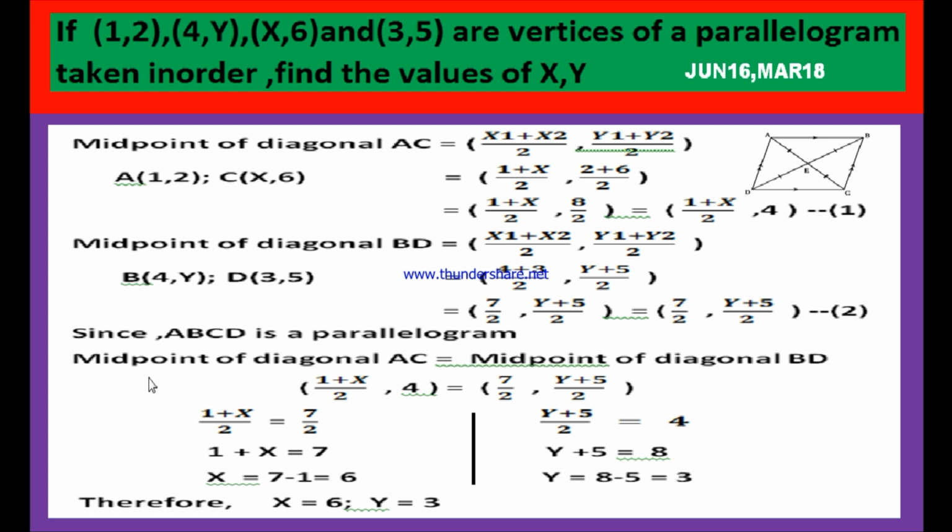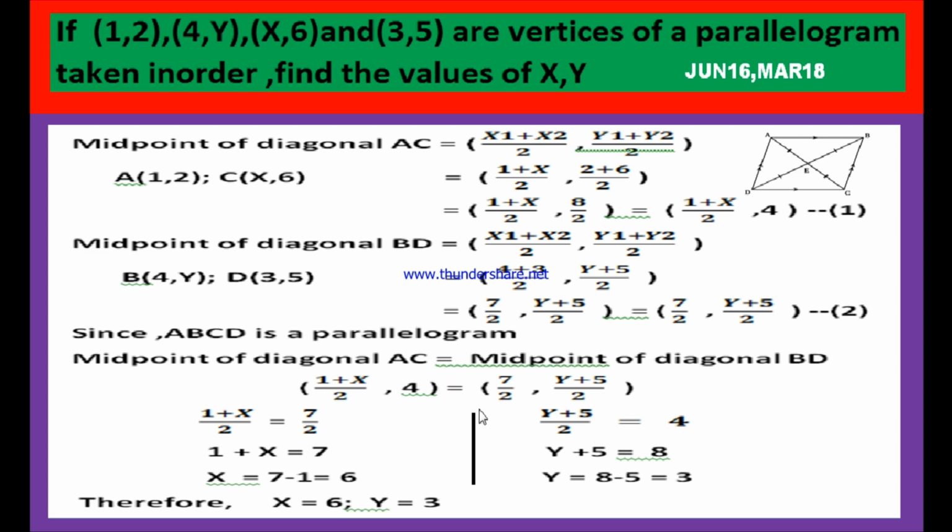Diagonals are bisecting each other means the midpoint of the first diagonal AC is equal to the midpoint of the second diagonal BD. Now what is the midpoint of AC? Midpoint of AC is (1 + x)/2 and 4, which is equal to the midpoint of BD, (7/2, (y + 5)/2). Now we got that 2 points are equal. If 2 points are equal, then their x coordinates are equal and their y coordinates are also equal.